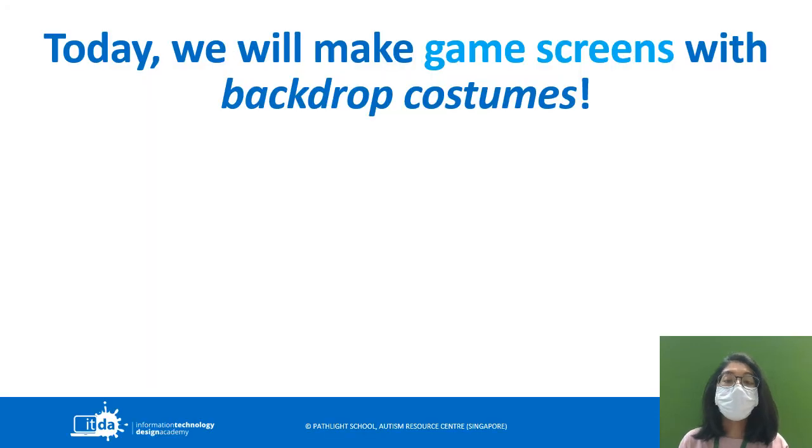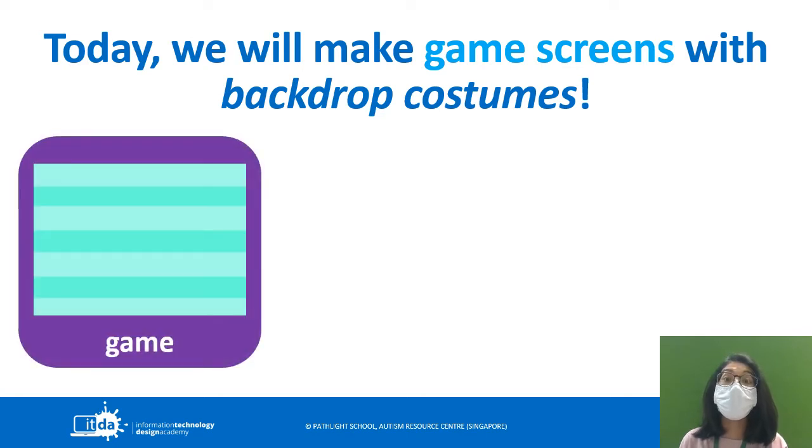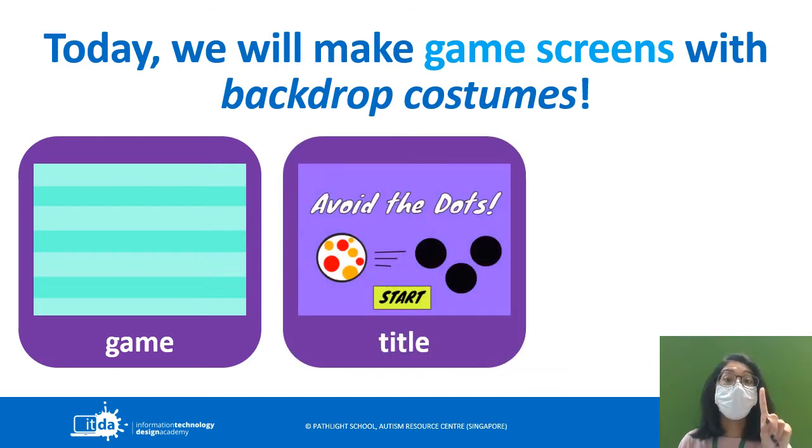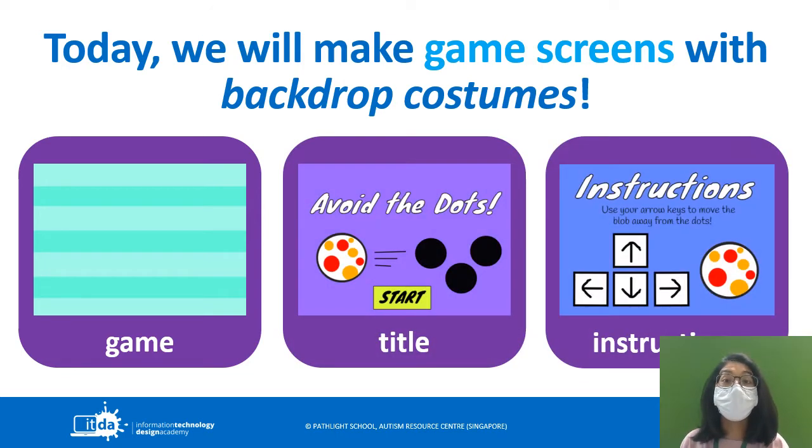So today we're going to make game screens. What we already had previously was our game backdrop costume, right? We're going to add 2 more backdrop costumes, one for a title screen and one for an instruction screen. Now Miss Claire has already prepared some short videos of how to do this on the eCampus page. So once you are finished with this lesson video, go to the eCampus page, watch the videos on how to create the title and instruction screen and the modification. Then you fully understand how you're supposed to do it before you use the instructions.